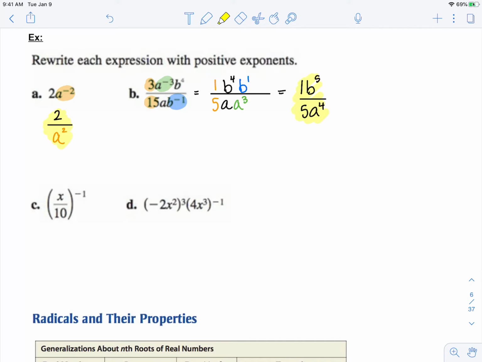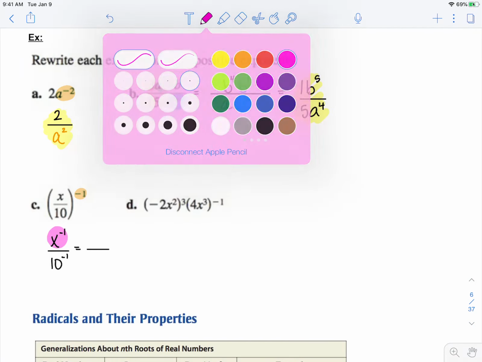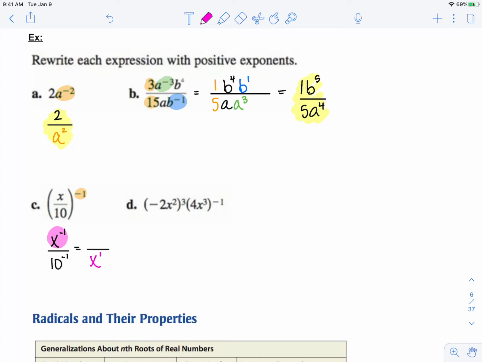In part C, I'm raising everything in that fraction to this negative 1 power. So that becomes x to the negative 1 over 10 to the negative 1. So we don't want negative exponents. So this x to the negative 1, I'll move it down to my denominator, and it becomes x to the positive 1. This 10 to the negative 1, I move to my numerator, and it becomes 10 to the positive 1. And that's 10 over x.